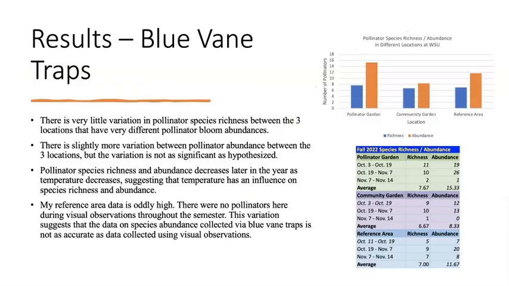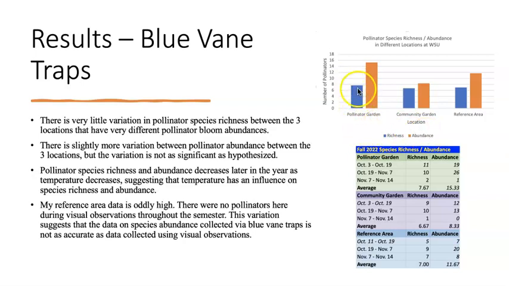So for my blue vein trap results, there's very little variation in pollinator species richness between the 3 locations that have very different pollinator bloom abundances. So if you look here, you can see that my y-axis represents the number of pollinators, and my x-axis represents the locations that I observed this semester. The blue bars represent pollinator species richness, and the orange bars represent pollinator species abundance.